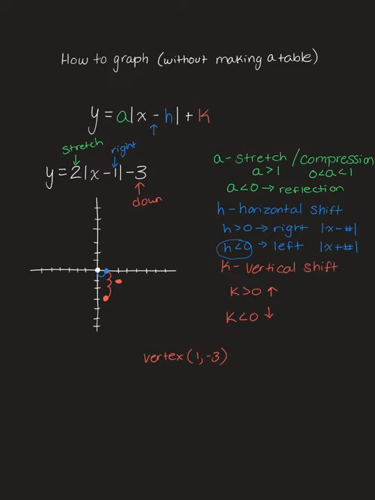Now, because an absolute value is symmetric, which means it's the same on both sides, I can cut it in half and it'll be the same. I can go up 2 and to the left 1. Now I can sketch my graph. And that is the graph of y equals 2 absolute value of x minus 1 minus 3.